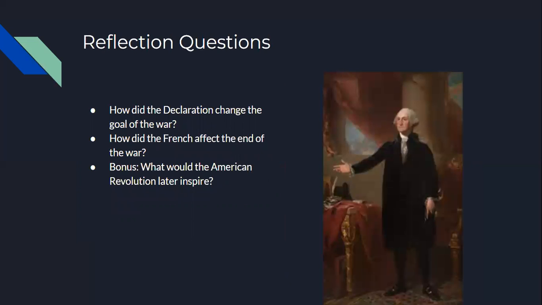So here are some questions for reflection. How did the Declaration change the goal of the war? How did the French affect the end of the war? And bonus, what would the American Revolution later inspire?